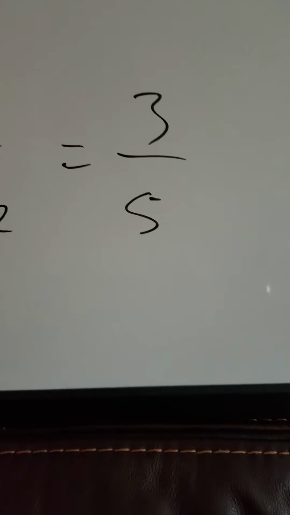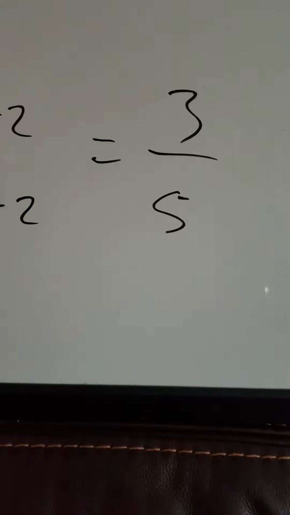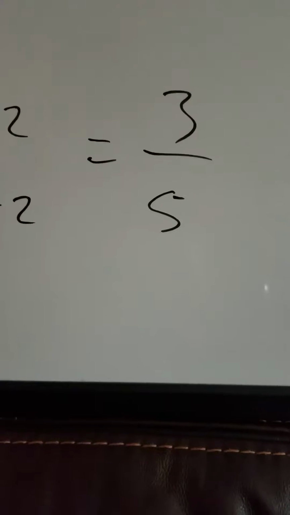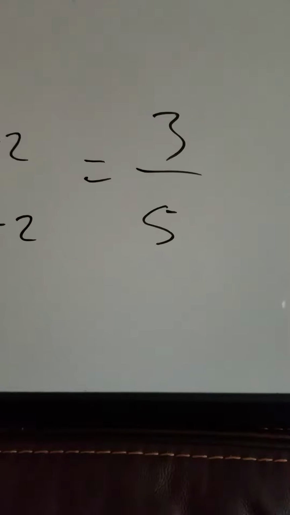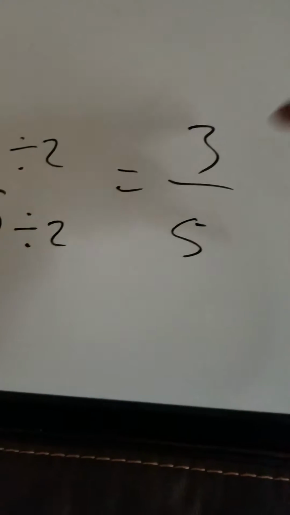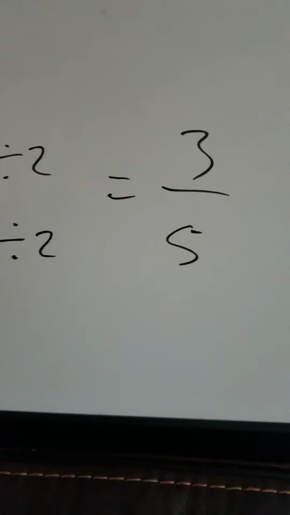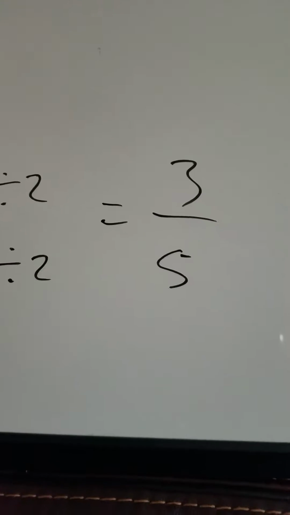Well, can we divide 3 by 2 to get a whole number? Nope. Can we divide it by 3? Yes. But could we also divide 5 by 3 and get a whole number? Nope. That means there is no whole number we can think of that will divide into 3 and divide into 5 at the same time and not leave a remainder. And so we know that 3 over 5 is in our lowest terms.